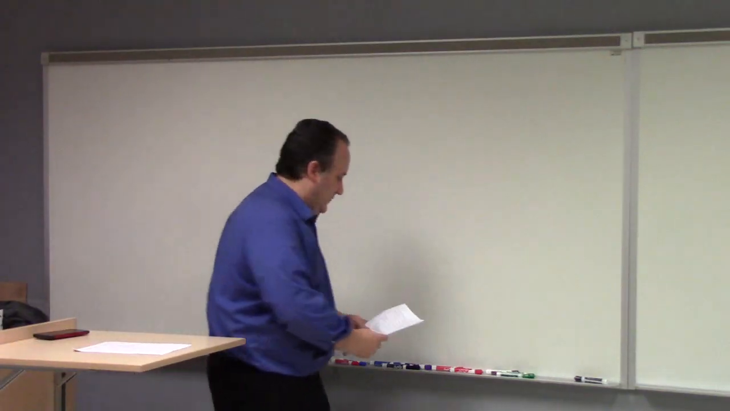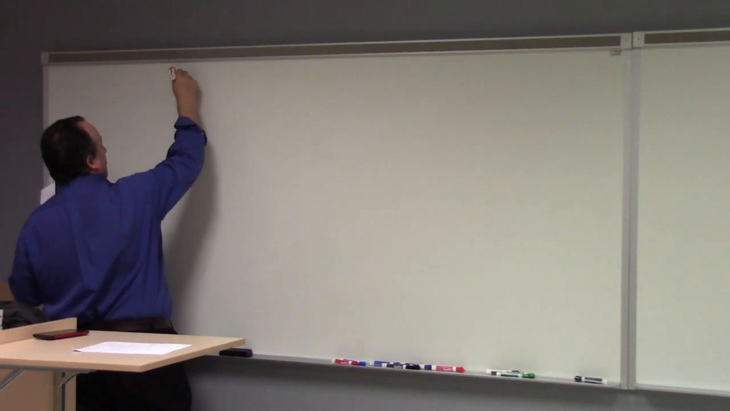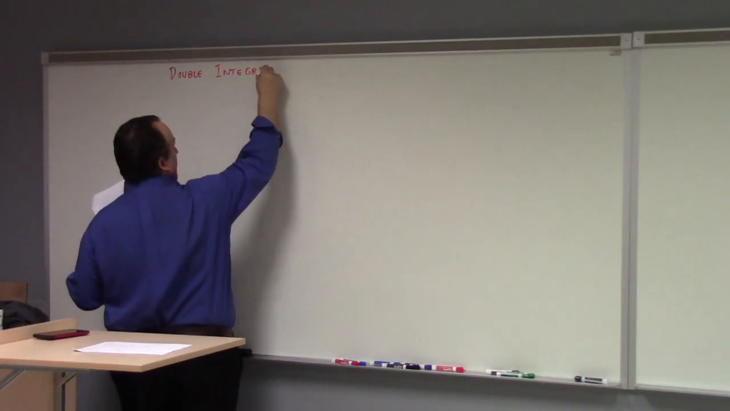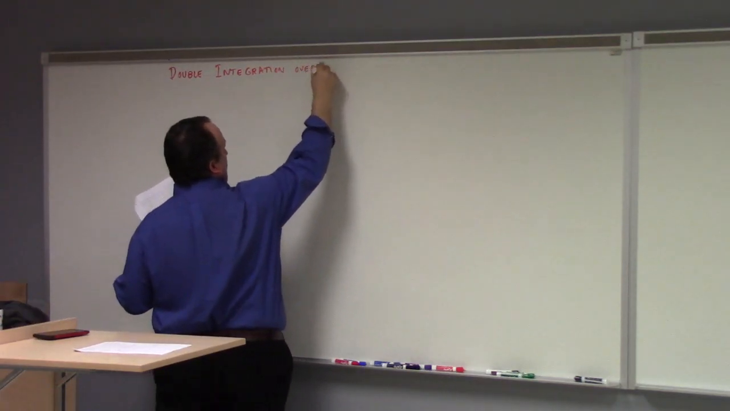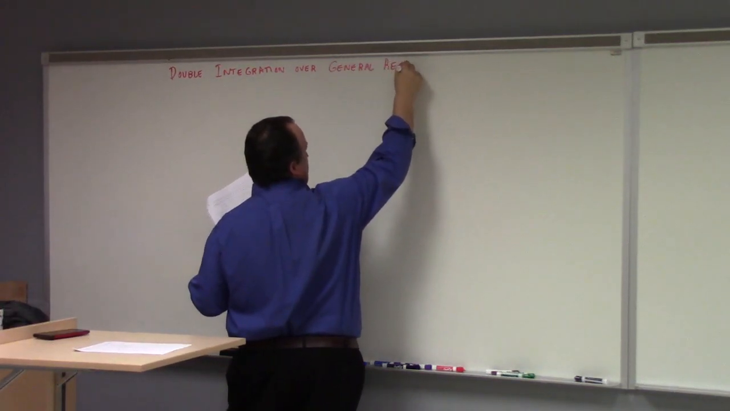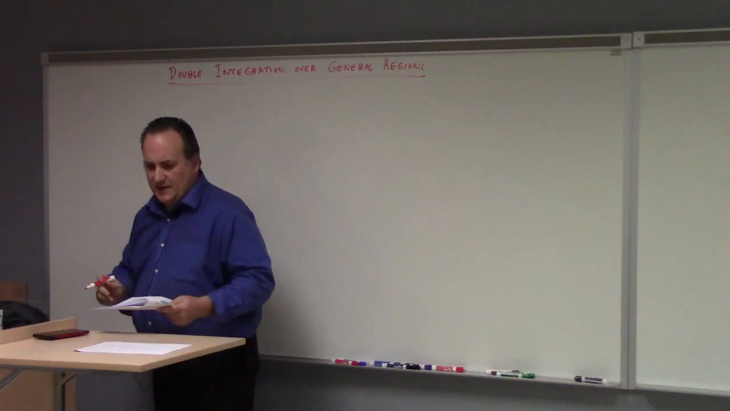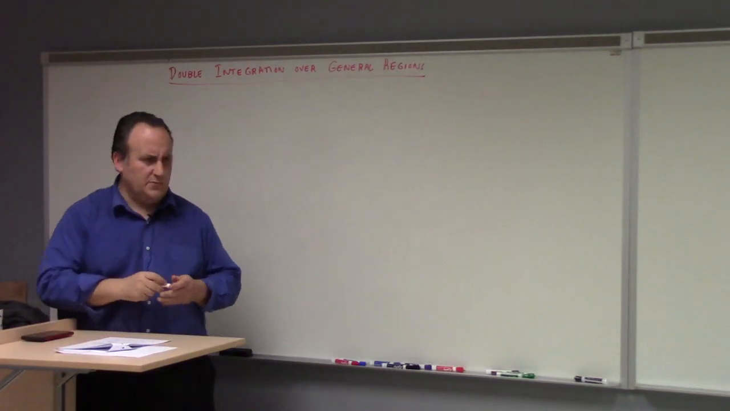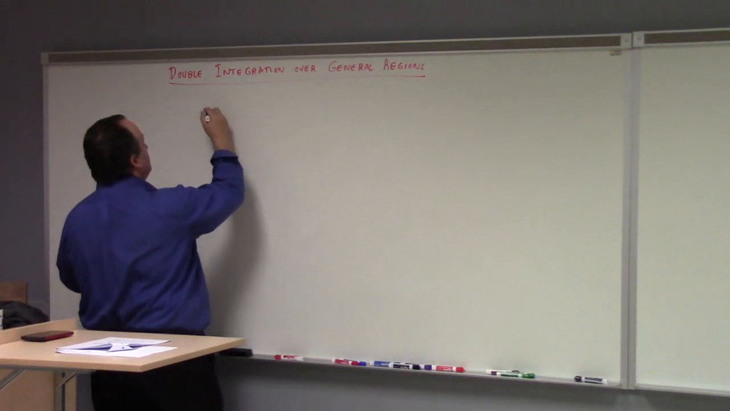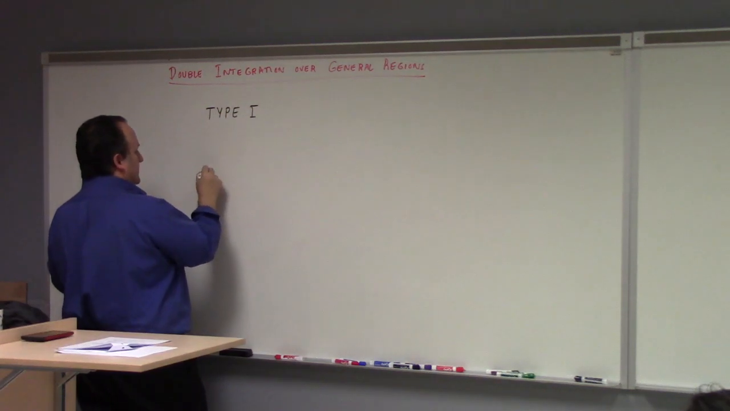So we're now doing double integration over general regions. So let's get into it. Last time we just did double integration and triple integration over, you might say, box-like regions that have constant bounds. But now we're going to take it up a notch, so to speak, and talk about type 1 and type 2 regions.